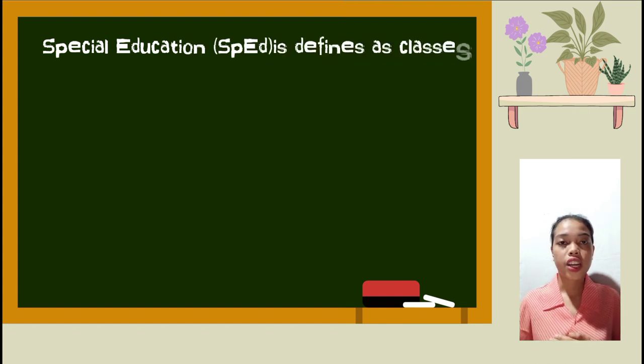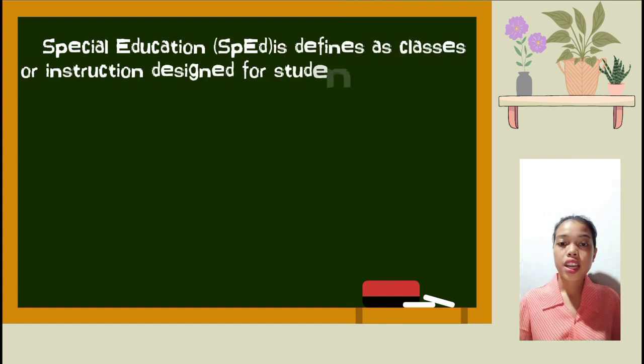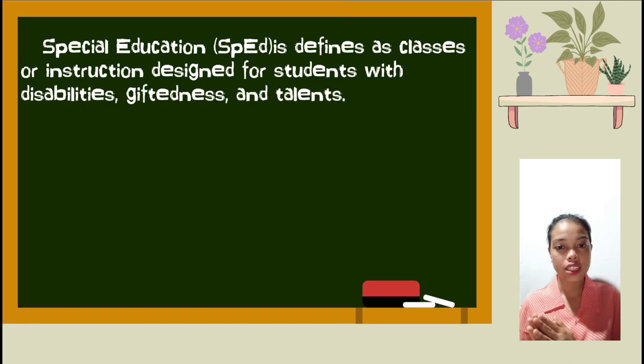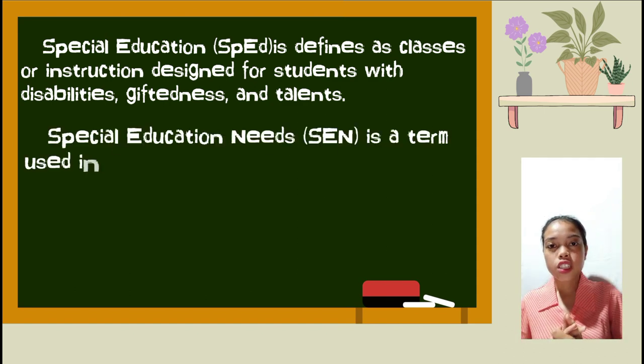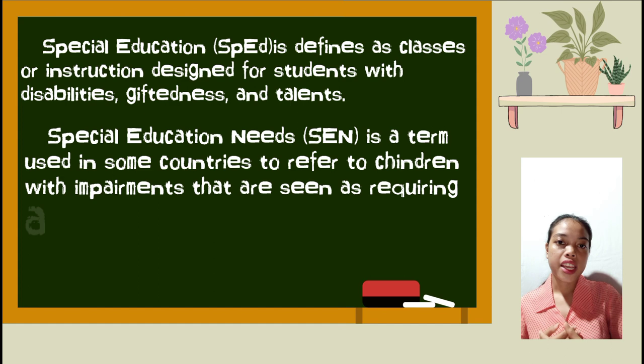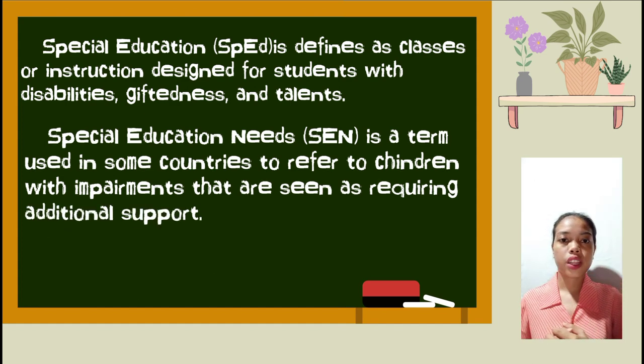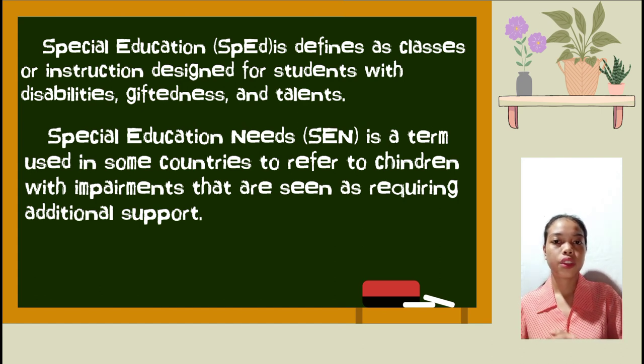On the other hand, special education, or SPED, is defined as classes or instruction designed for students with disabilities, giftedness, and talents. Special education needs, or SEN, is a term used in some countries to refer to children with impairments that are seen as requiring additional support. Along with IE and SPED, other related concepts include mainstreaming and integration.